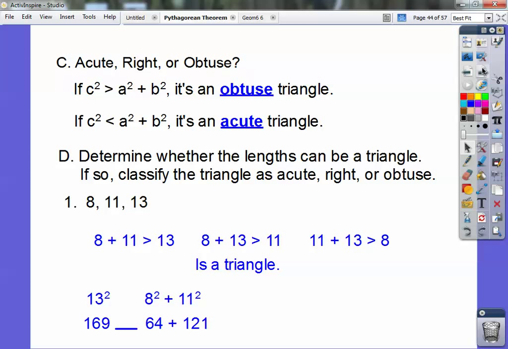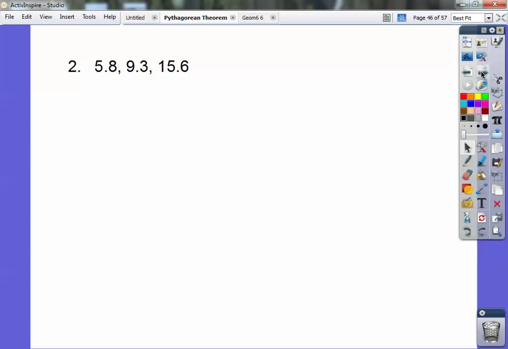All right, so you square those, and you find out 64 plus 121 is 185, I believe. And since 169 is less than 185 over here, it falls into the acute category. Isn't that an acute little triangle? Slap your knee. Okay, how about this one?